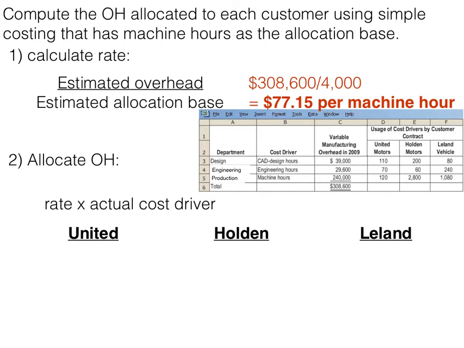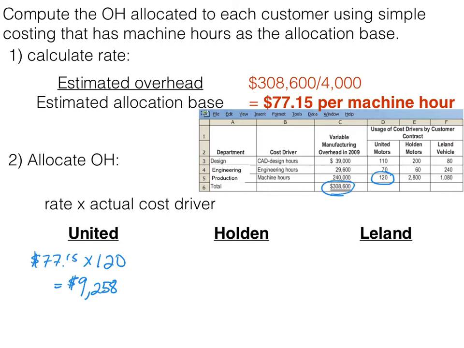Now we're going to use that rate to allocate cost to each one of our customers. So remember, to do that, you take the rate that you just calculated and multiply that times what actually happened with the cost driver for each one of these customers. United used 120 machine hours, so we take our rate of $77.15, multiply that times the 120 hours, and United will get allocated $9,258 of that $308,600.